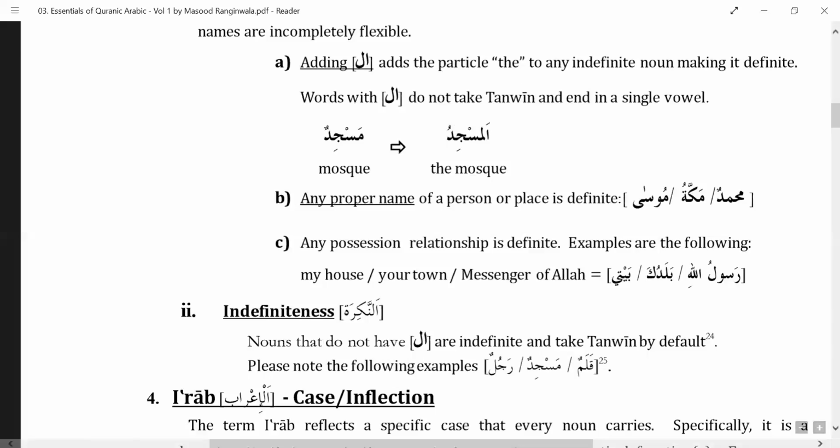And then possession. Possession shows relationship. When you're showing relationship, it is no longer general. Like what we saw a few minutes back, my pen. When I say my pen, it's not any pen, it's my pen. It's something specific. We will study these possessions and how to identify them in the coming few lessons. For example, Rasulullahi, messenger of Allah. It's not any messenger, it's messenger of Allah.